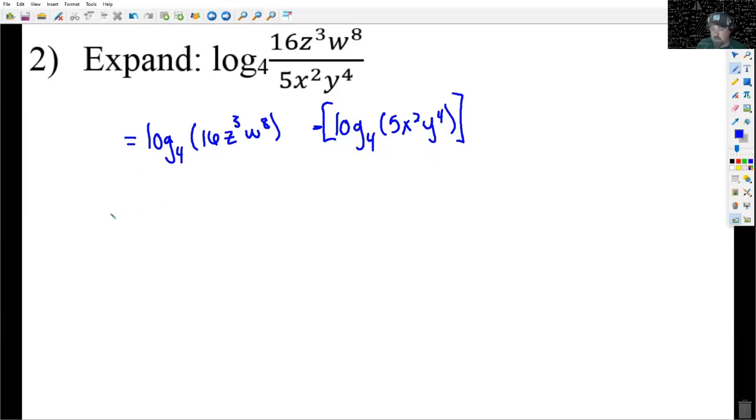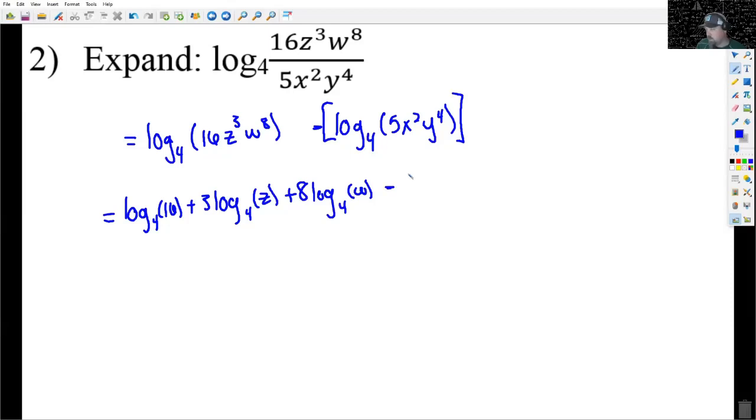So I'm going to kind of use what we did in the last one, do this one a little bit faster. So this one's going to be log 4 of 16 plus 3 log 4 of z plus 8 log 4 of w. We're going to subtract everything after it. So we're going to do the same thing here. Log 4 of 5 plus 2 log 4 of x plus 4 log 4 of y.